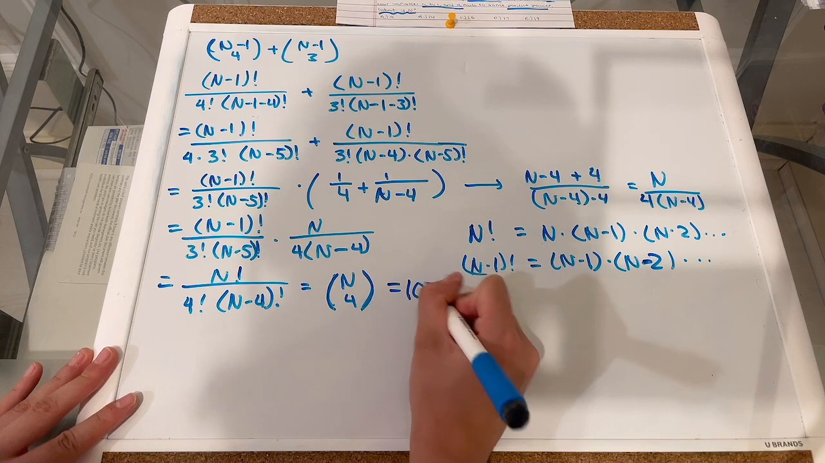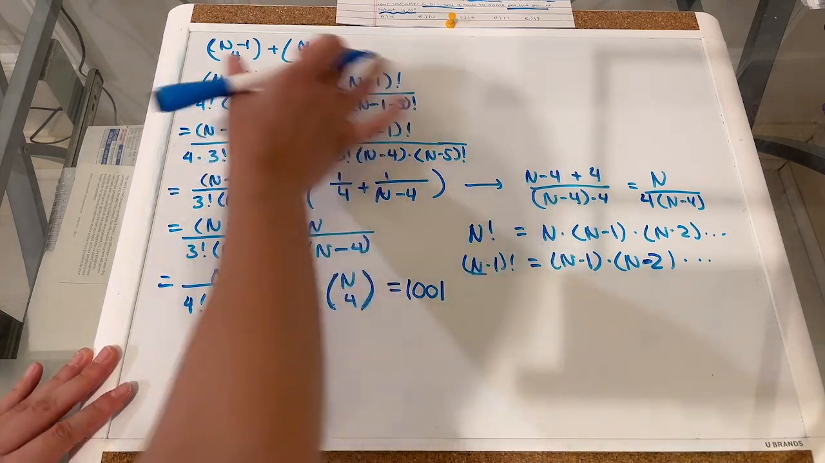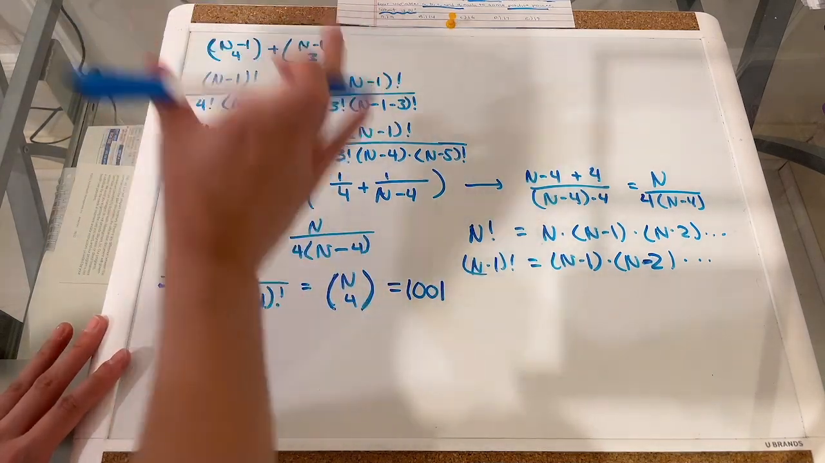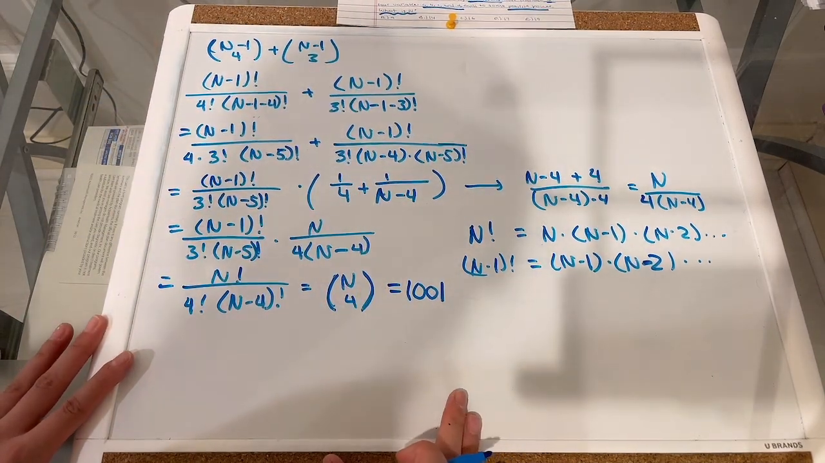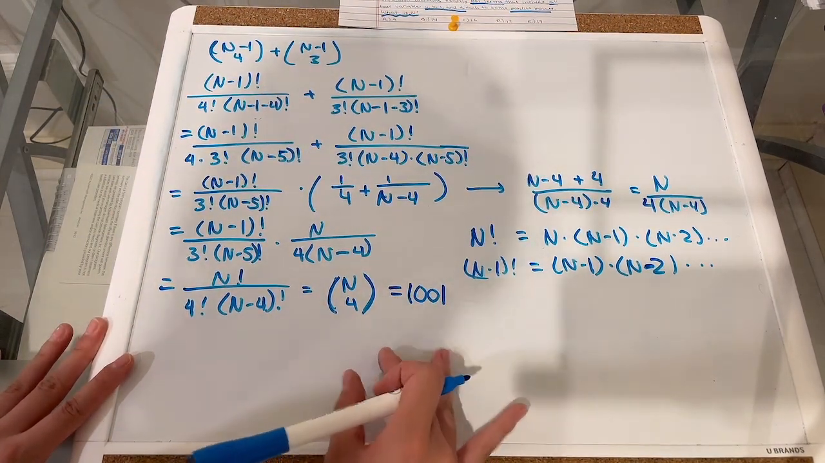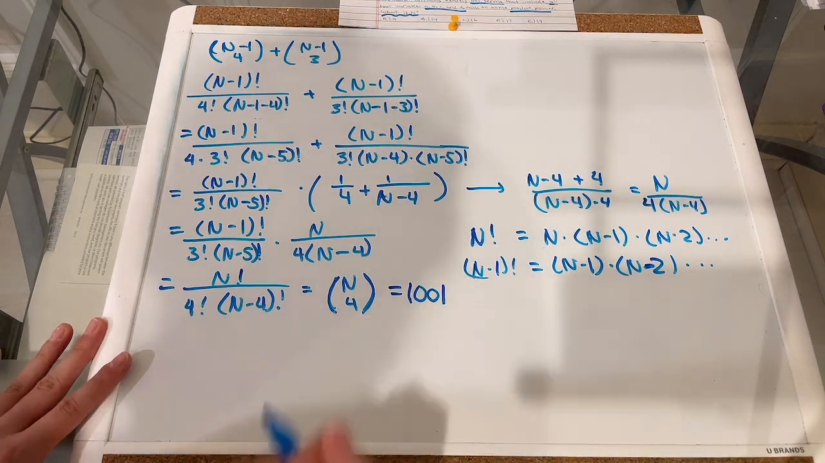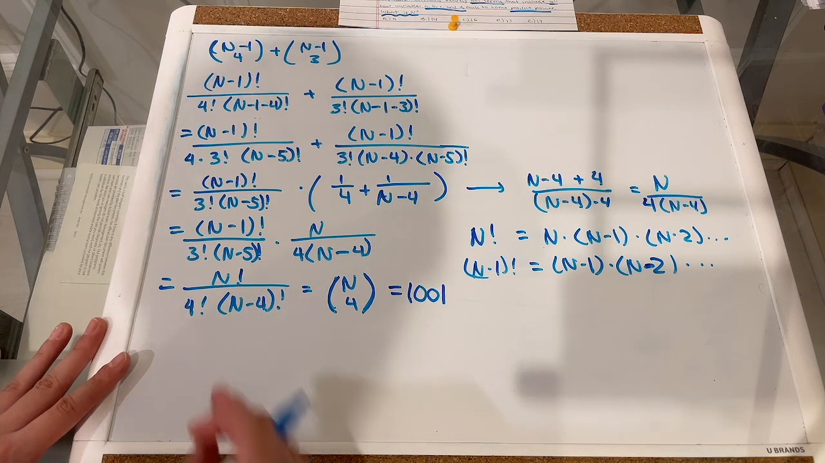This is equal to 1001 because this is the expression that we were simplifying. This long thing that we simplified is the count, and it says that it is 1001. So when we do n choose 4, we get 1001. And so what is n? What is the number n where this would work?